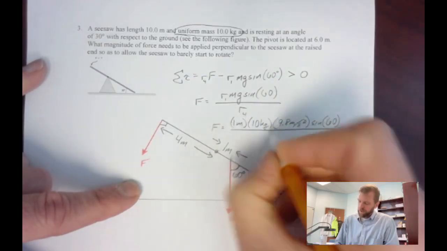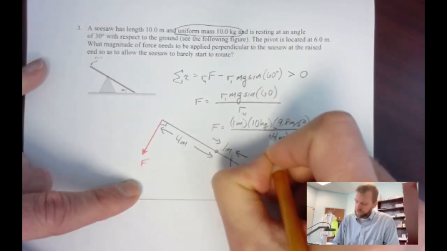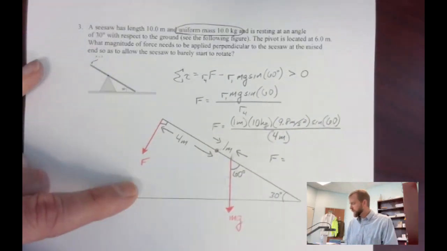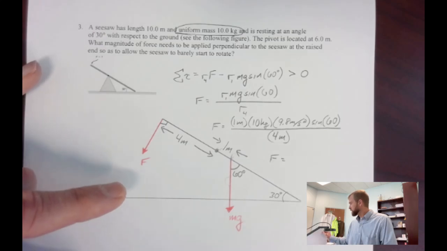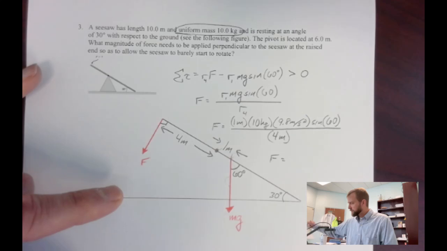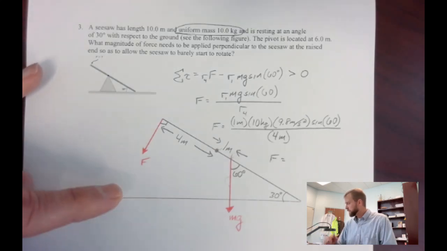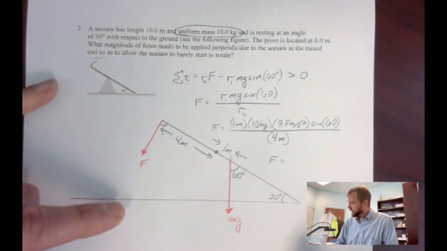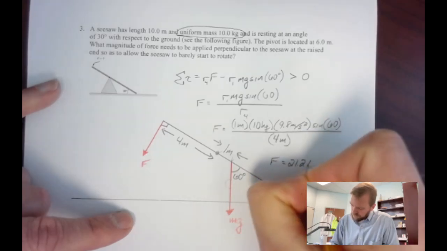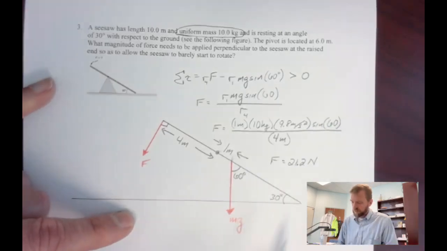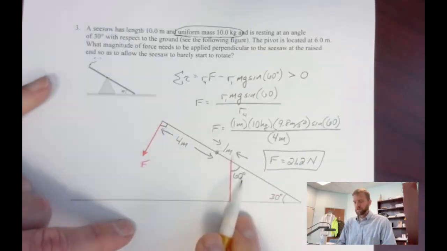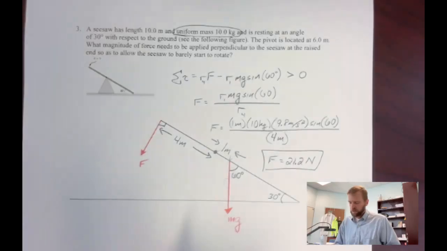and then this is 4 meters. So we're going to get the force, and this is the minimum force that is needed. I already crunched the numbers somewhere. It is 21.2 newtons. And so that would be the force required in order to just get the seesaw starting to rotate.